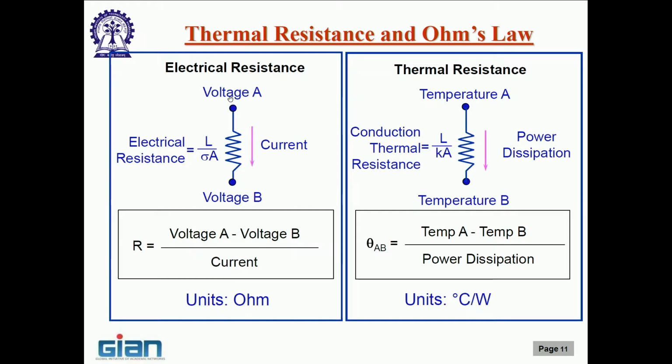Ohm's law, if you have voltage difference, you have an electrical resistance L over sigma A or rho L over A, and you have current that flows, and similarly over here you have a temperature difference, you have a heat or power that flows, which is in watts, and the conduction thermal resistance is L over K A. Clear?